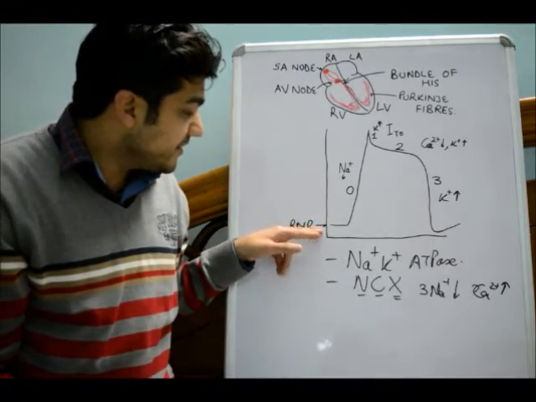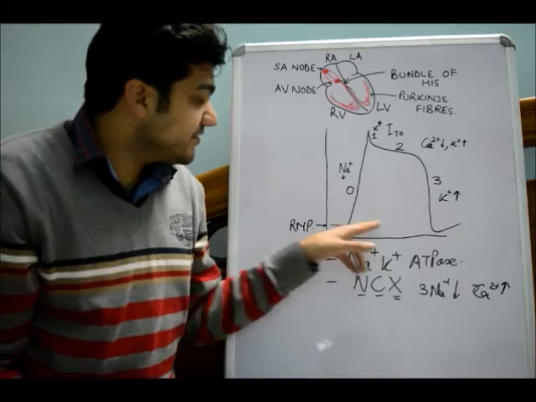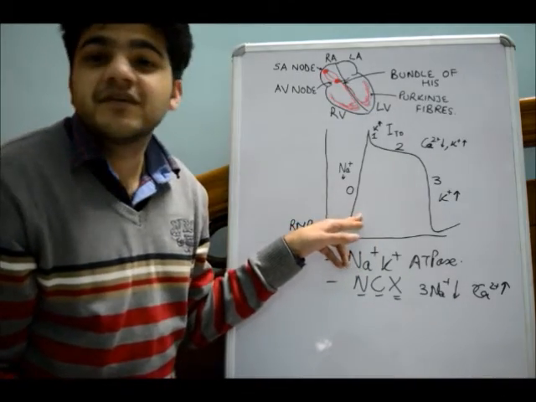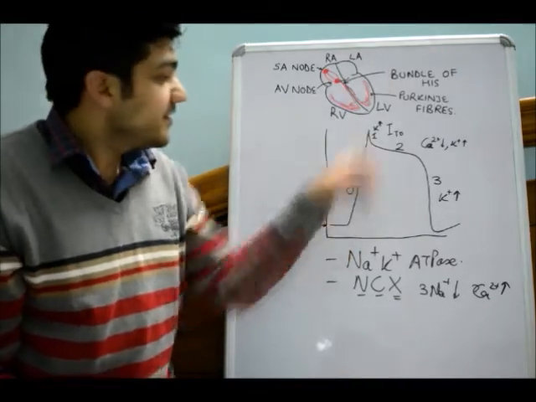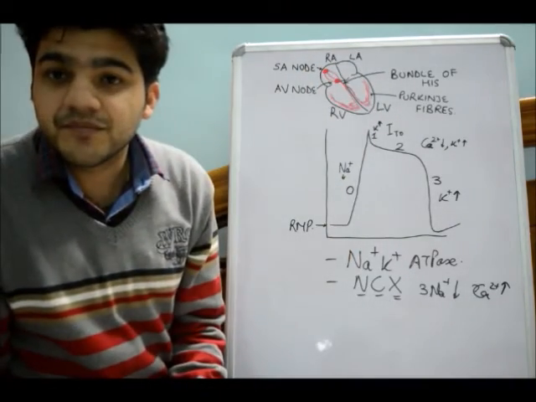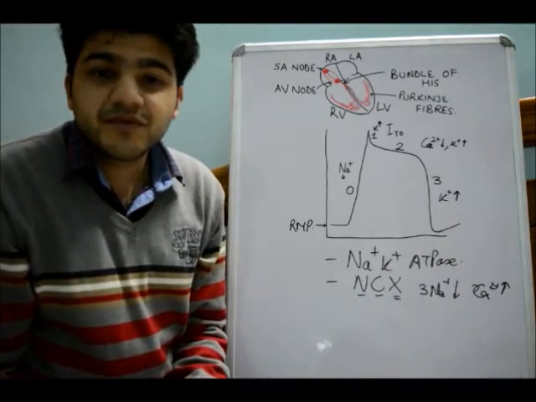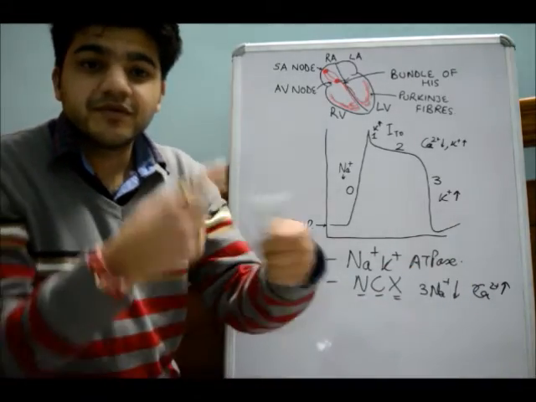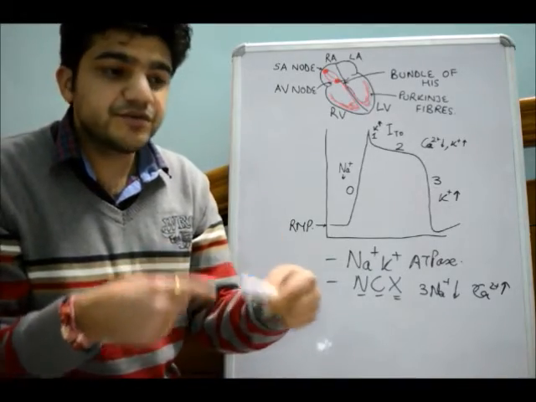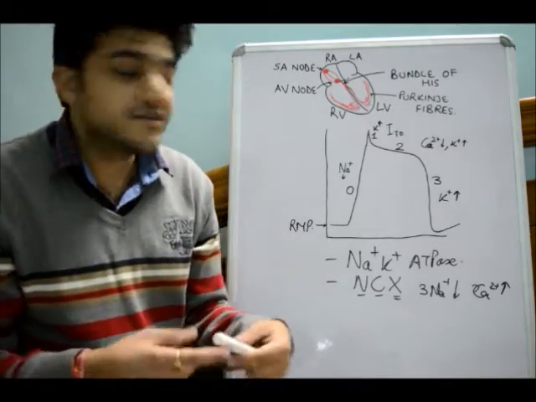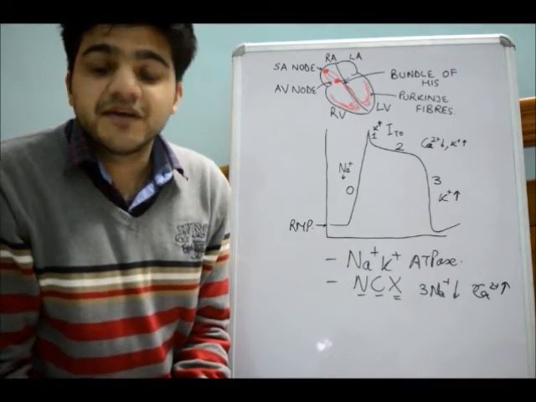When this happens, what will happen? It might just go and touch the threshold potential. When it touches the threshold potential, another action potential is generated. Now when that happens, this process will go on repeating itself. This is what contributes to what we call automaticity in cardiac cells.